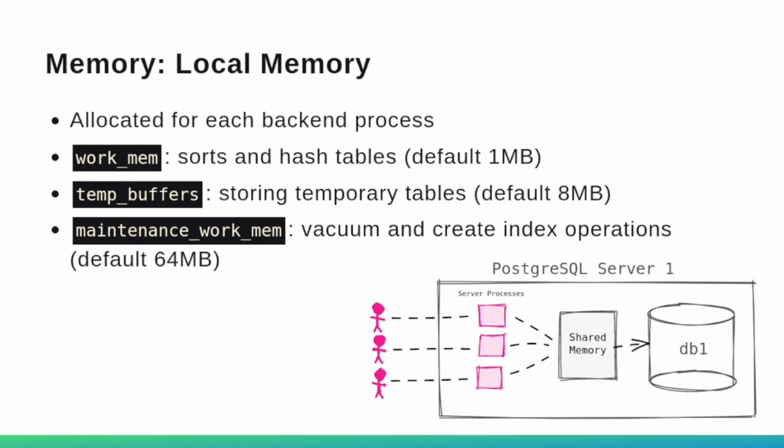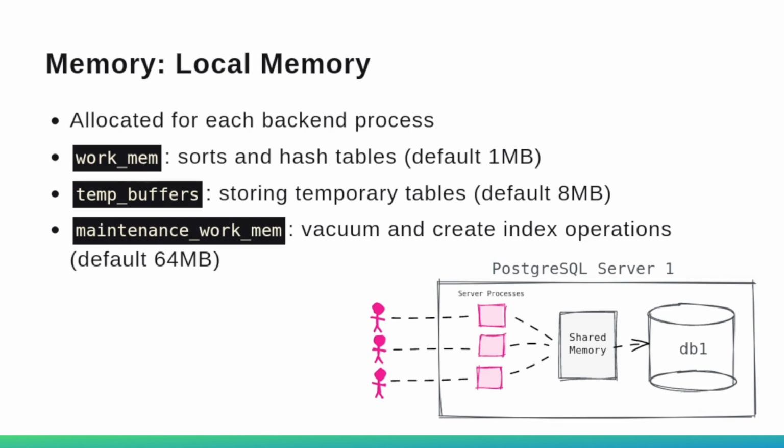So if you have a lot of very small transactions, 1 megabyte might be suitable, but if you have big workloads, usually analytical workloads that require lots of joins, lots of sorting, lots of hashing, it might be a good idea to increase the work mem.